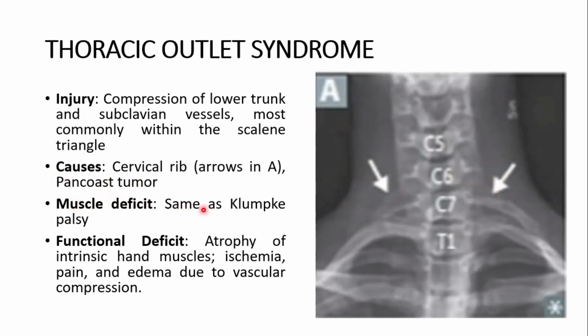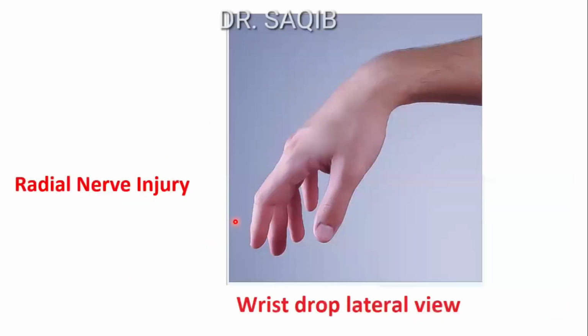Muscle deficits are the same as Klumpke's palsy. Would you remember that? Recall that? Yes, that is the clawing of the hand, complete claw. The functional deficit would be atrophy of the intrinsic hand muscles, ischemia, pain, and edema due to vascular compression.